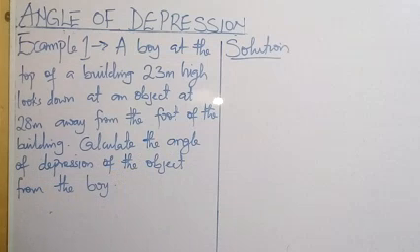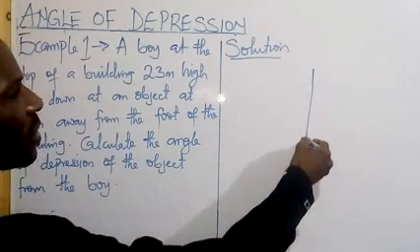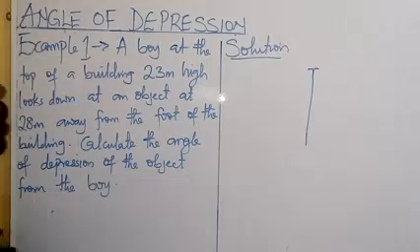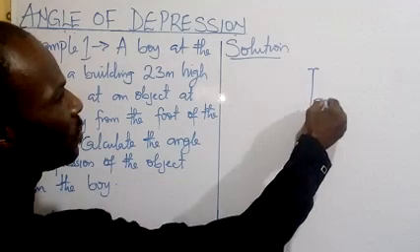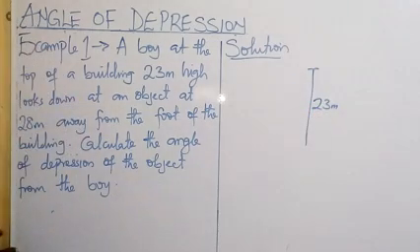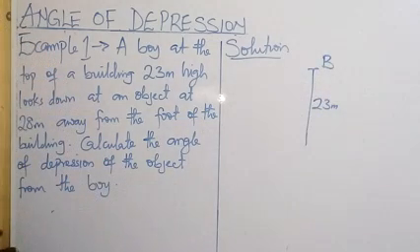Now, the first thing we need to do is to interpret this question in form of a diagram. All right. A boy at the top of a building. This is a building. This is where the boy is. Building of 23 meter high. This building is 23 meter high. And the boy, this is where the boy is. You can set it as B.